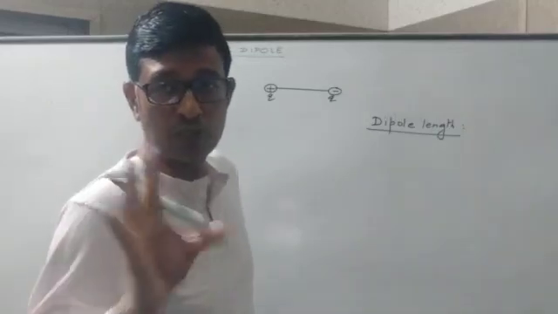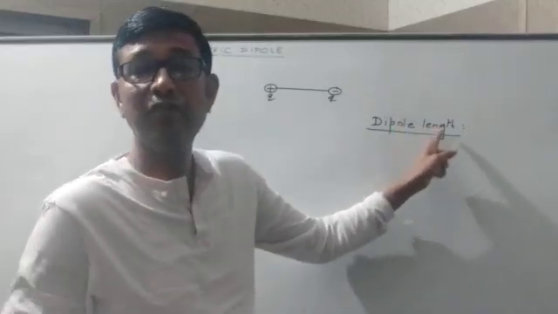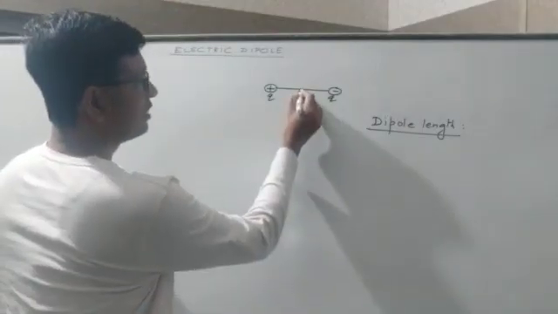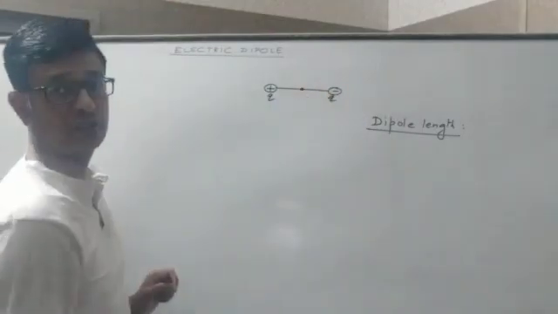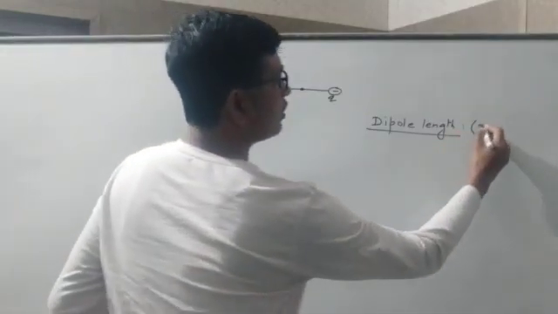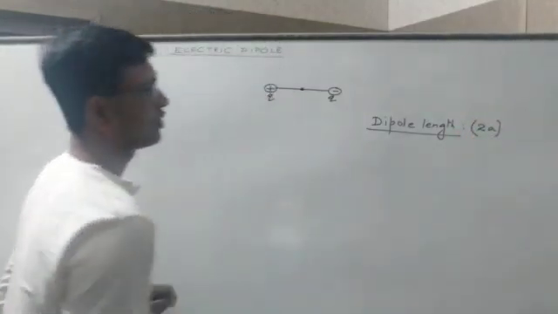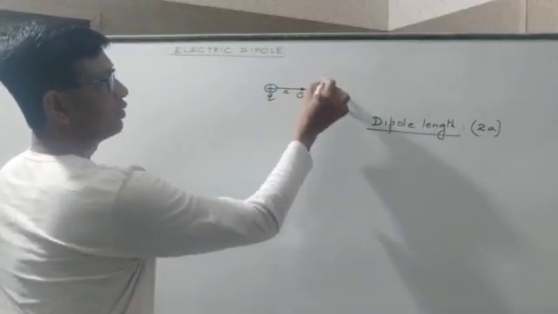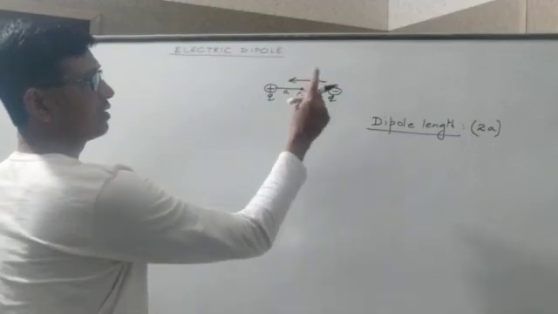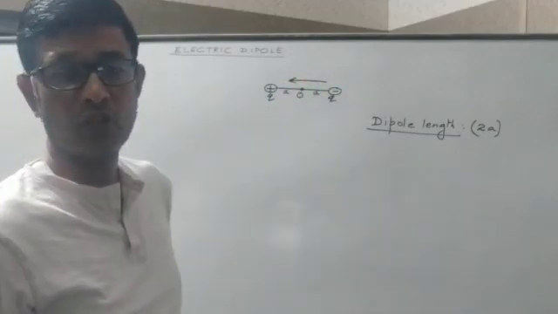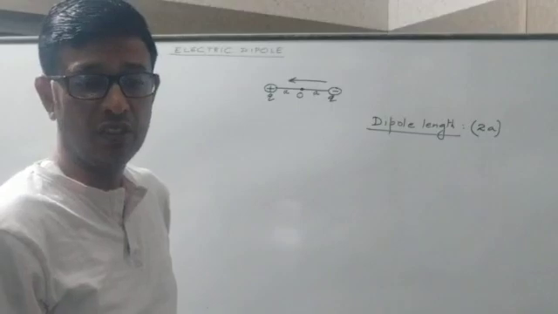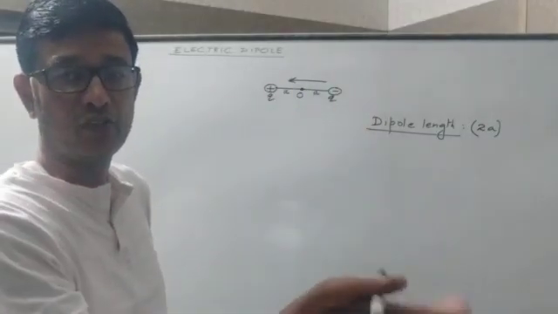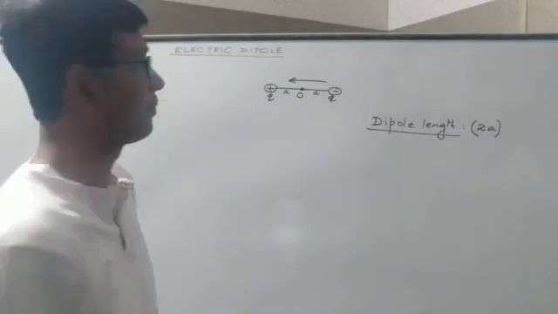The most important point to be noted is that dipole length is a vector quantity. It possesses direction, and its direction is considered from negative charge to positive charge. It is represented as 2a, or 2l, it's your wish. Suppose this is the center of the dipole, so this is a and this is a. The direction of the dipole length is along this direction, from negative charge to positive charge. Its SI unit is meter, but it possesses direction, always from negative charge to positive charge.